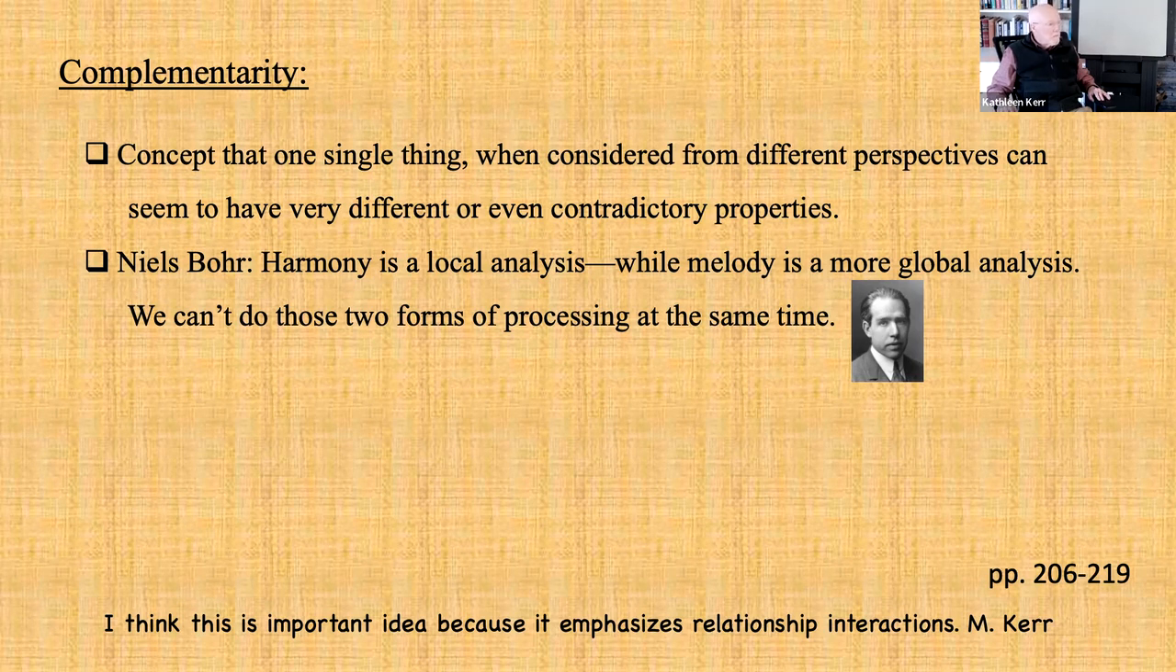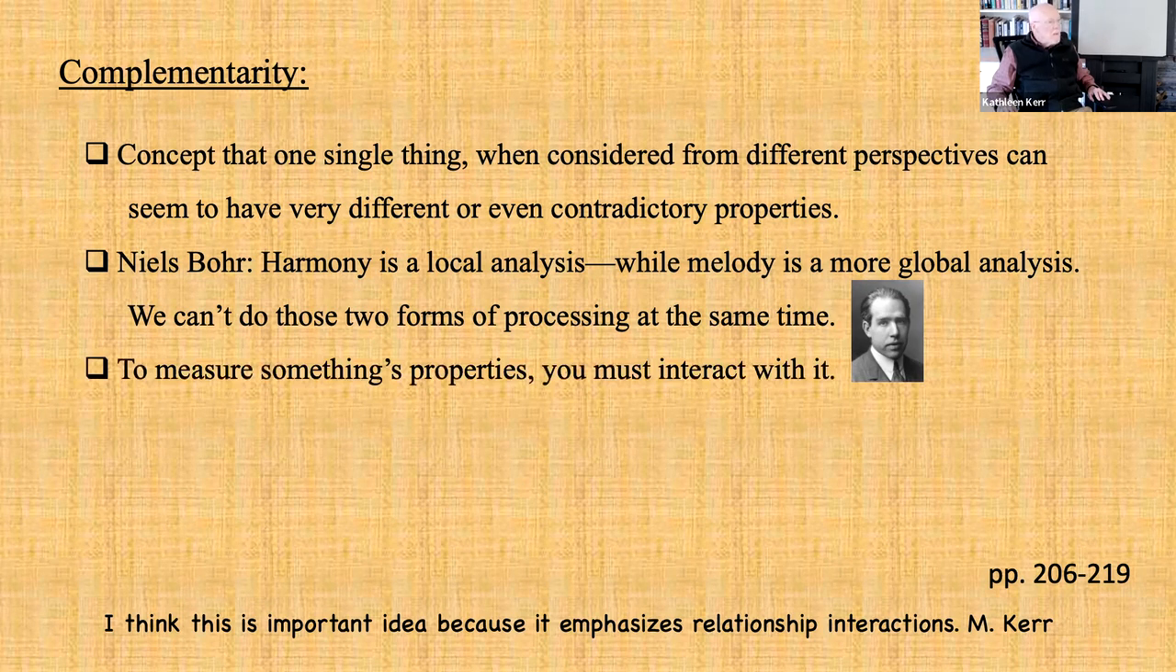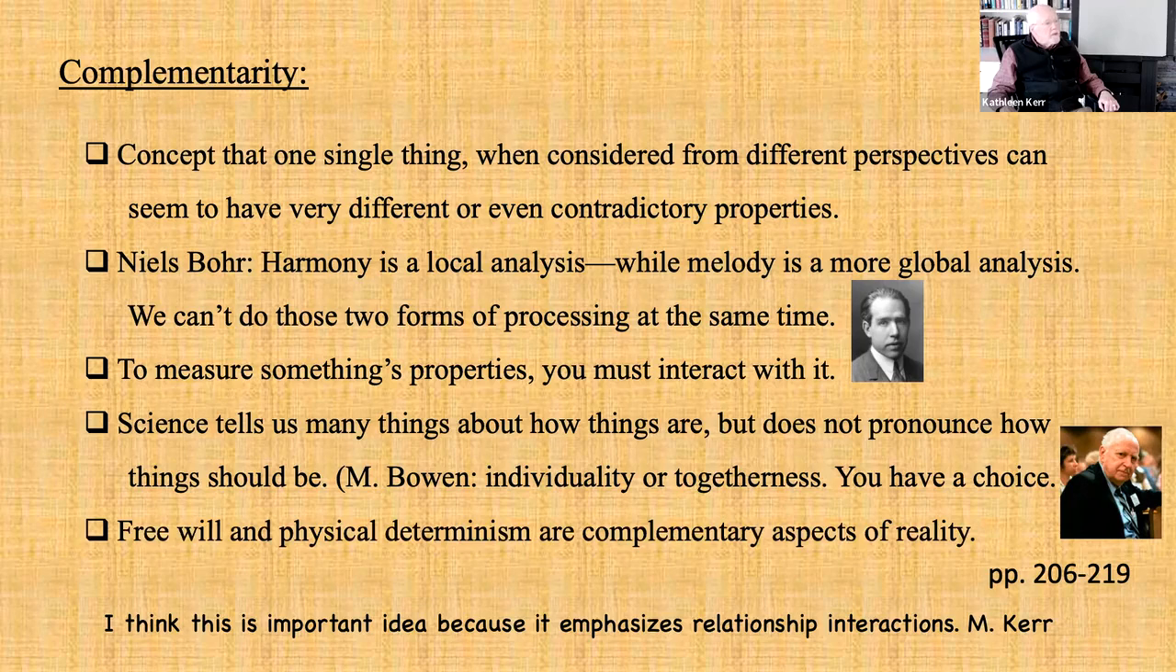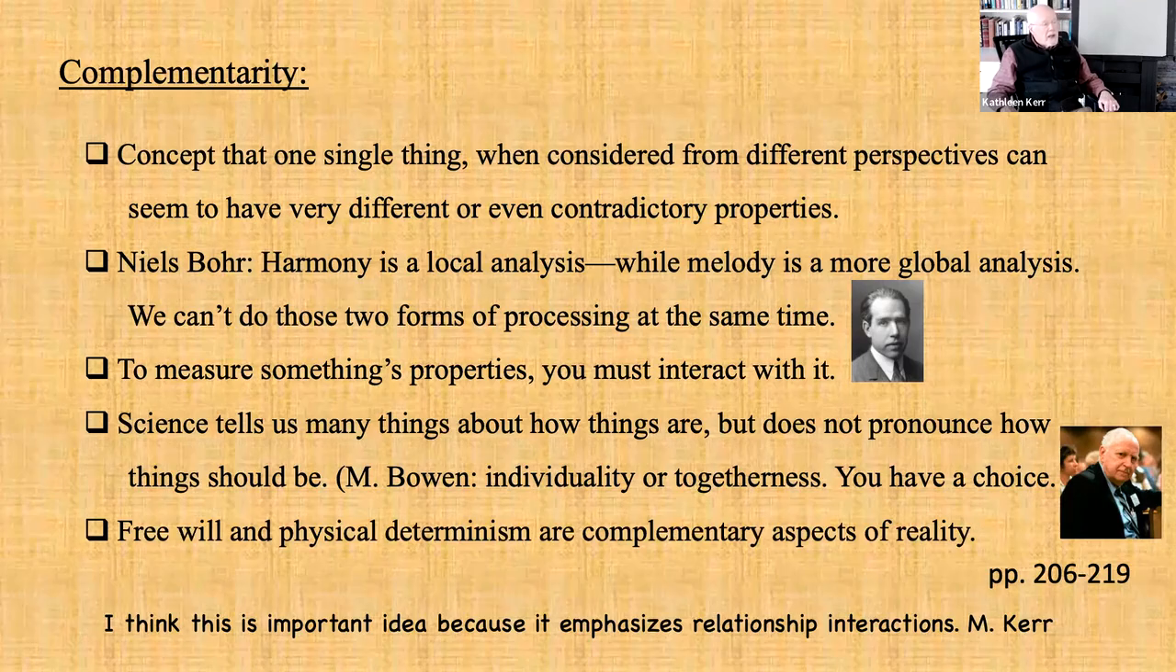That's Niels Bohr's picture. So to measure something's properties, you must interact with it. And that's going to change what you're seeing. Science tells us many things about how things are, but does not pronounce how things should be. And this reminds me of Murray Bowen's often quoted individuality or togetherness. You have a choice. That choice is yours. And the next one. So free will and physical determinism are complementary aspects of reality. Next one, please.